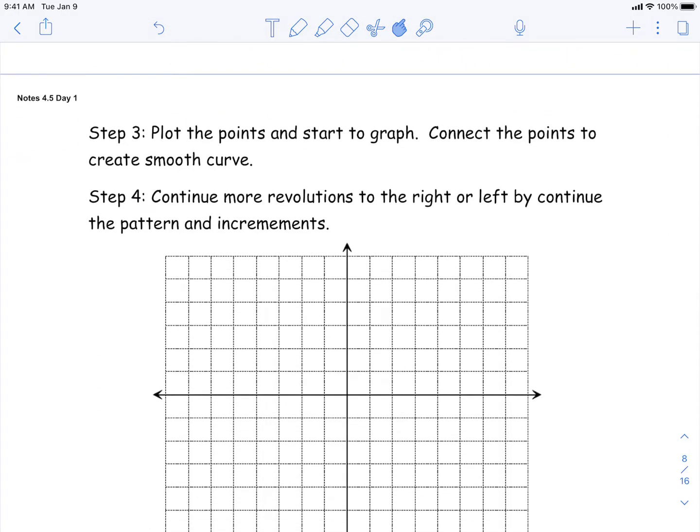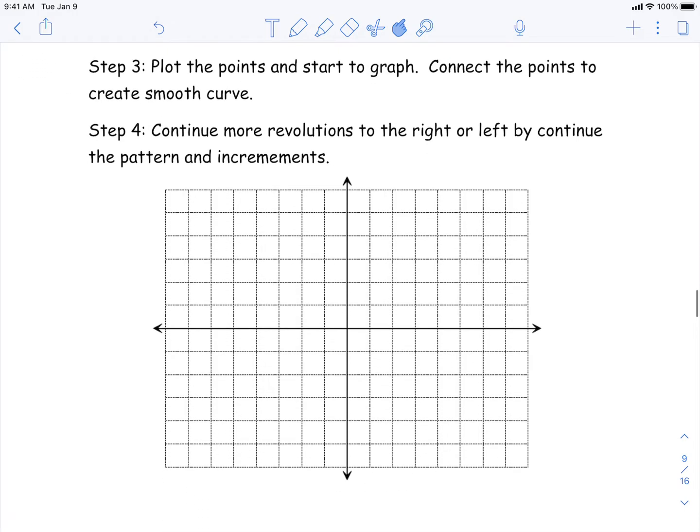Step 3 is to plot points and start graphing, and then you'll connect your points to make a smooth curve. So I'm going to start at 0 radians, and I'm going to finish at pi. Then I'm going to split it in half. Pi over 2, split in half again, pi over 4, and 3 pi over 4.